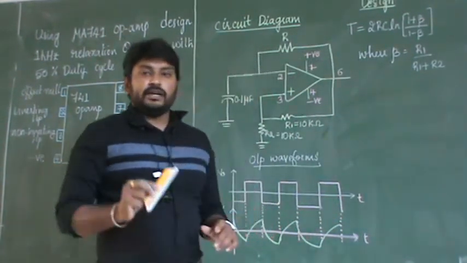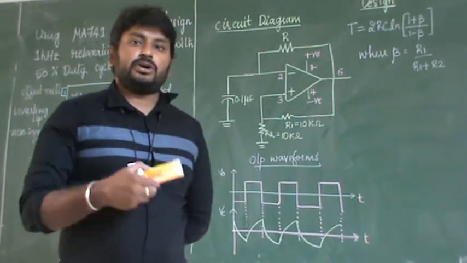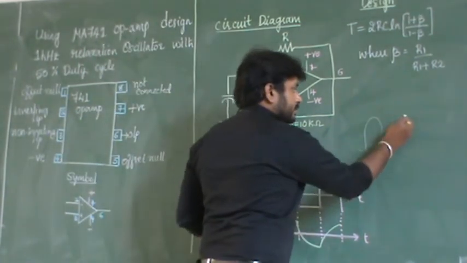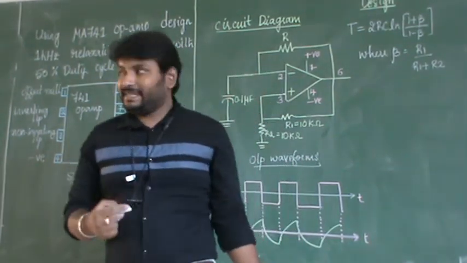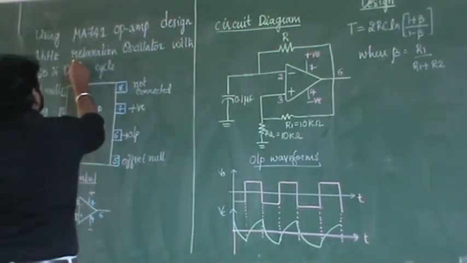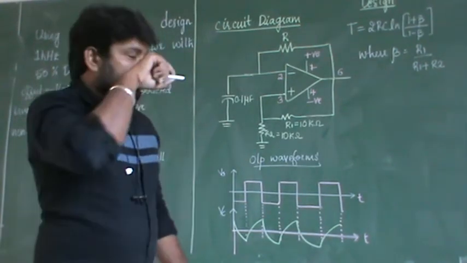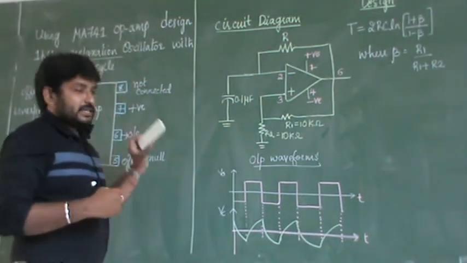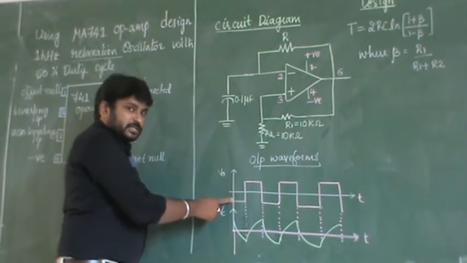Oscillator means what? It generates an oscillation. It can be either sinusoidal, triangular, or square. But we are designing what? We are designing the relaxation oscillator. Hence you will be getting a square wave. So the output from the relaxation oscillator is a square wave. That's what I have written here. Now you just observe the first waveform.